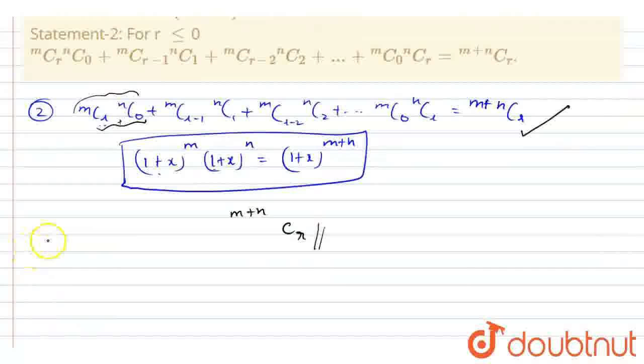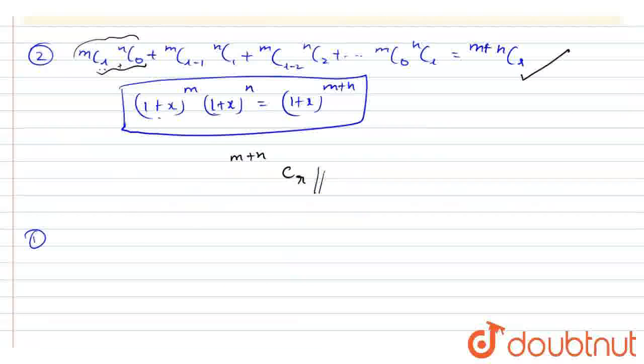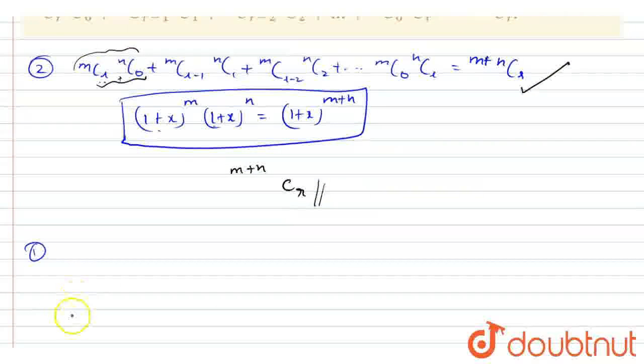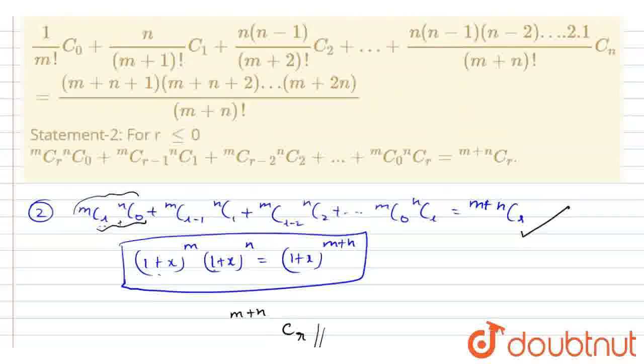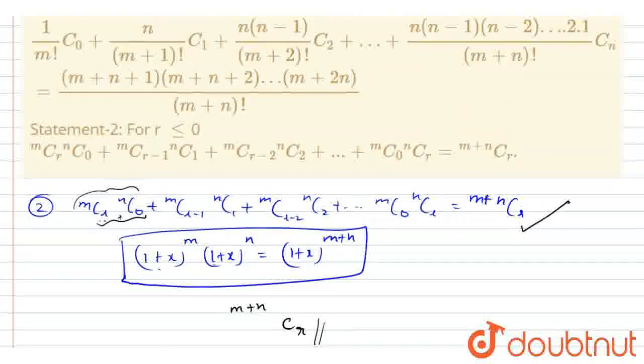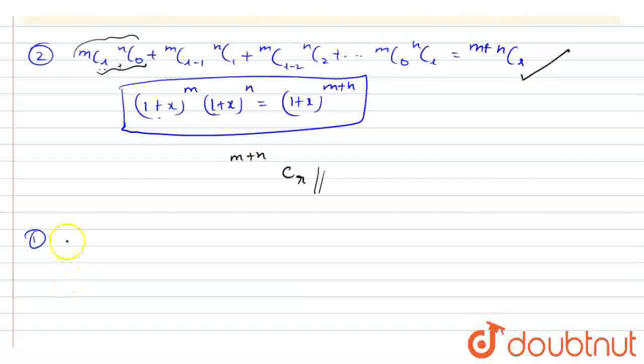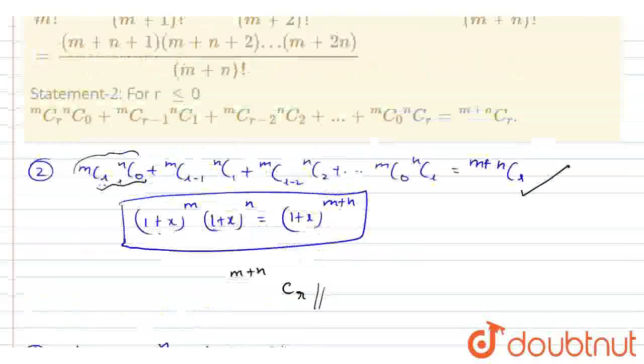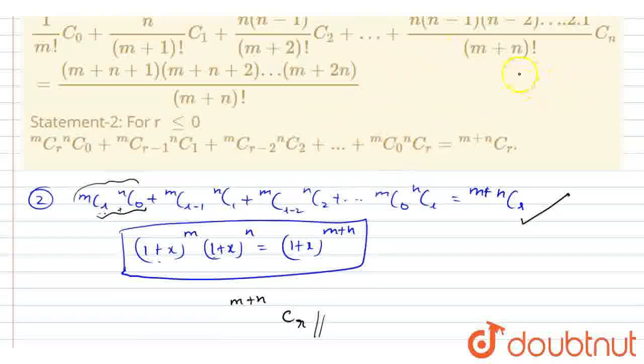Okay students, now I am going to take statement 1. In statement 1, what they are giving is 1 by m factorial C0 plus n by (m plus 1) factorial C1, up to that we will get here. So you are going to find the answer.